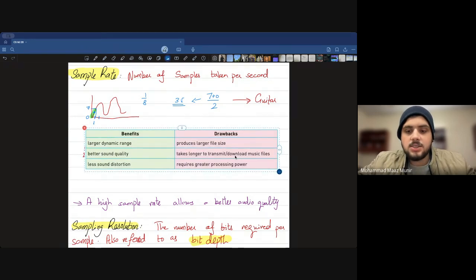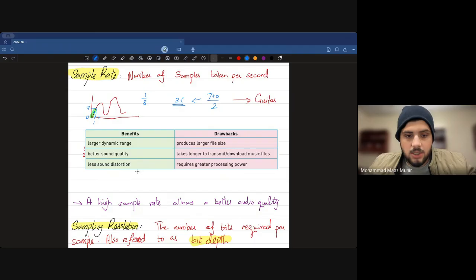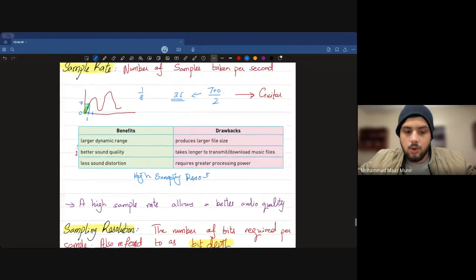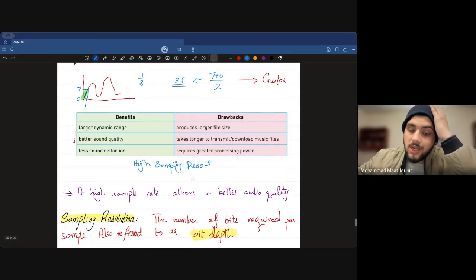This discusses the benefits and drawbacks of high sampling resolution. See, high sampling resolution. What benefits do you get if you have a high sampling resolution? What drawbacks do you have? We have already discussed this, but we just need a quick recap too. An important point to note is that your sampling resolution is the number of bits required per sample, also known as bit depth.